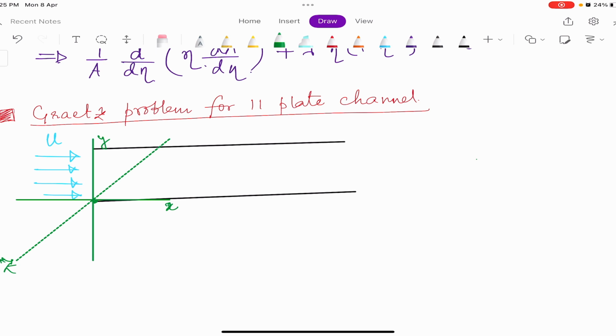Now the plates are having the boundary conditions as follows. At y equal to 0, this is the lower plate, so at the lower plate I will be having q equal to 0, that is, it is insulated. And the upper plate is maintained at a constant temperature T1. So this is T2 equal to T1. So this is my problem description.